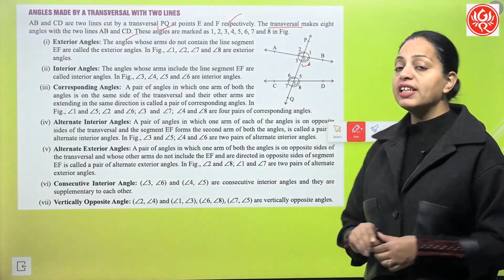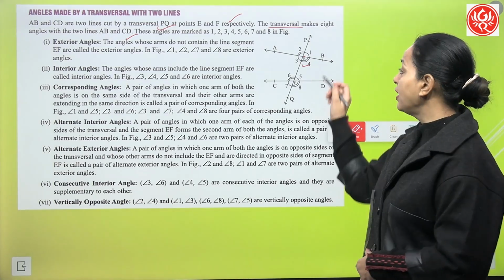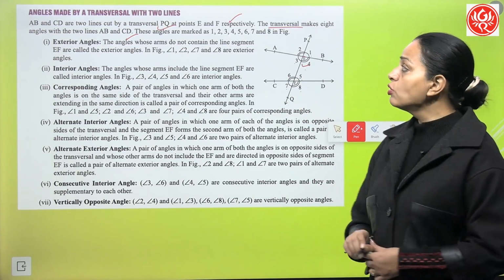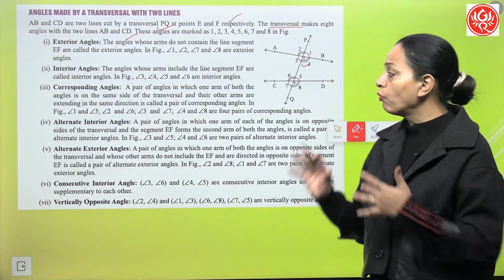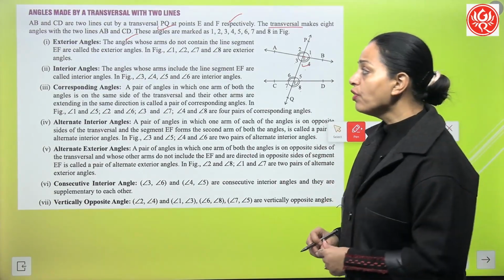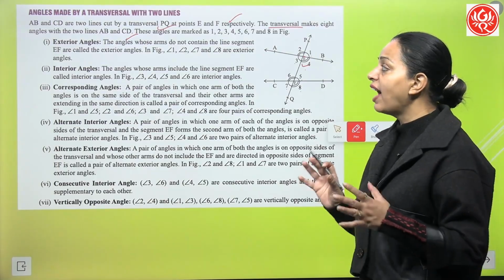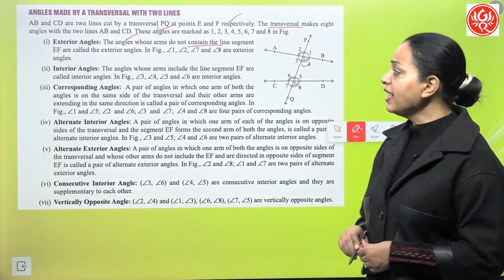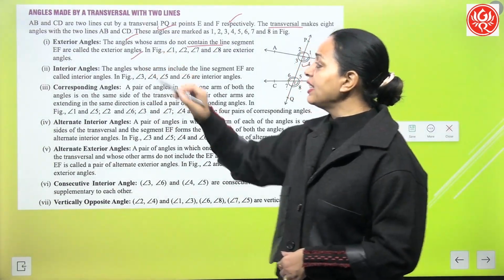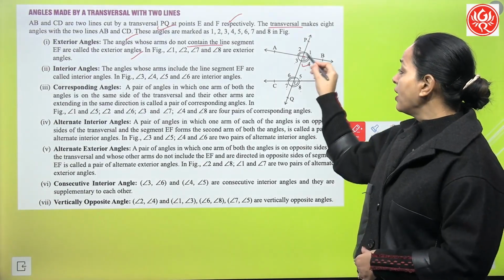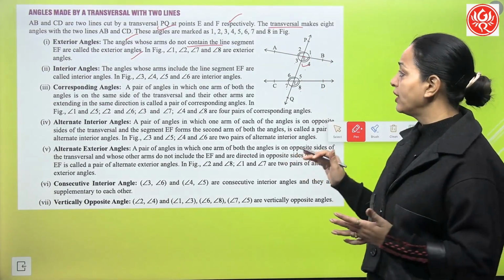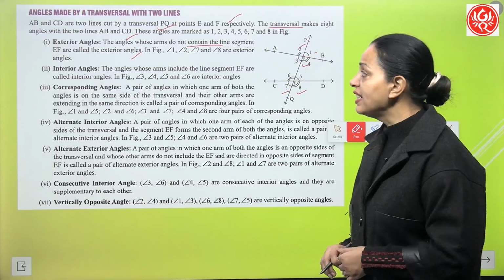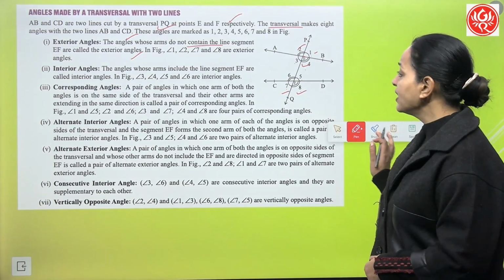So this transversal is making 8 angles. See, 1, 2, 3, 4, 5, 6, 7, 8. Okay. So now we are talking about which type of angles are these. The first one, exterior angles. The angles whose arms do not contain the line segment EF are called the exterior angles. Okay, जहाँ पर angles जो बाहर होंगे, you can say like 1 and 2, 7 and 8. These are exterior, right? Now the second is interior.